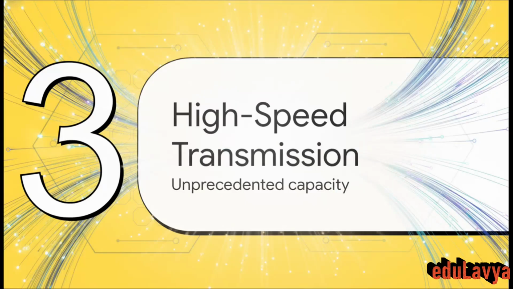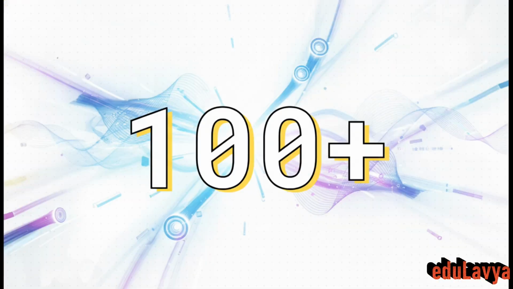All right, Section 3, high-speed transmission rates. You might be wondering, why do we go through all the trouble of ripping up old communication systems just to lay down glass? The answer is pure, unadulterated speed. We are talking about rates of over 100 gigabits per second. Just let that number sink in for a second. To put that into perspective, that is the equivalent of downloading dozens of full 4K movies in the exact time it takes you to blink your eyes.